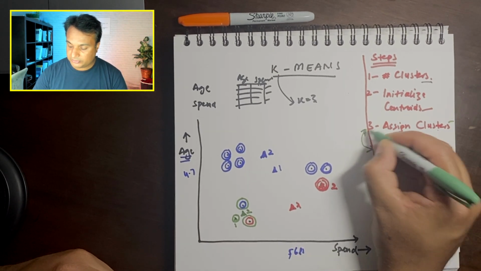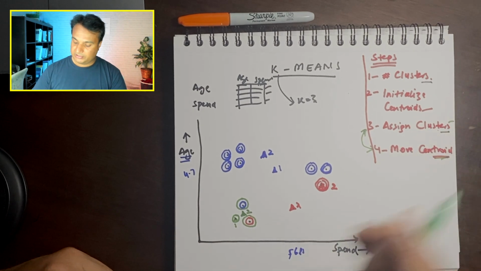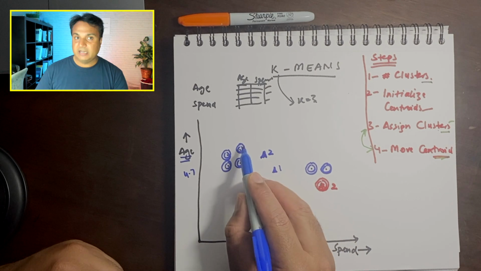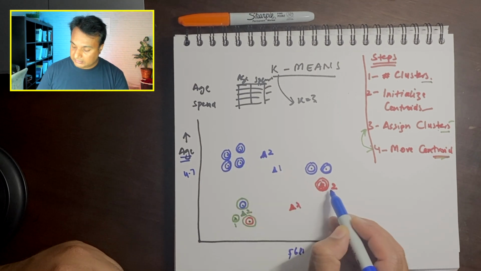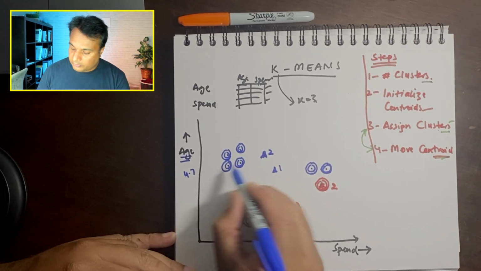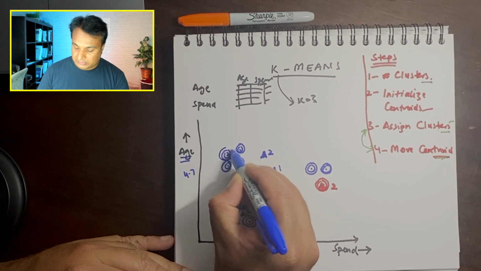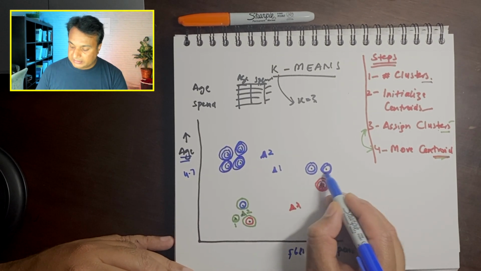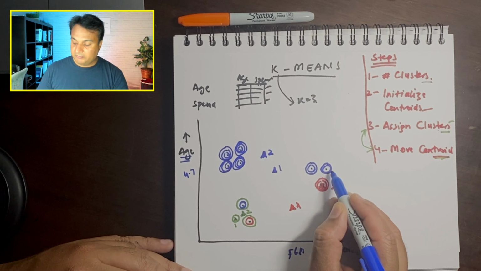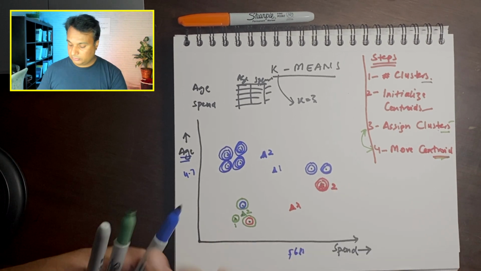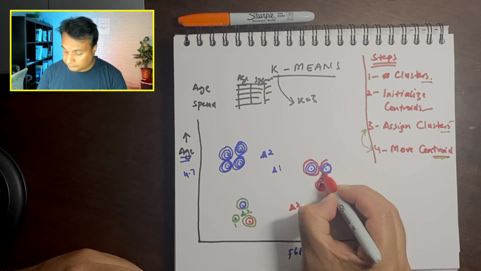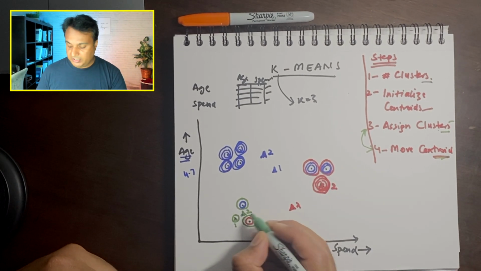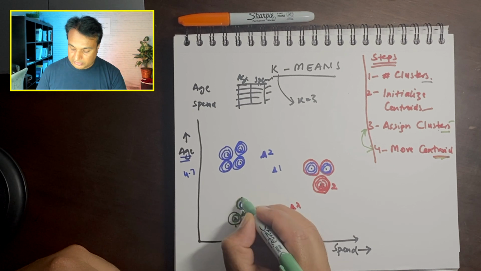Now let's go back to step 3 again and assign the clusters again. Let's see what happens now. When we look at the blue ones and take their distance from this and this, of course they're all near blue, so they will still stay blue. When we look at these ones, they are very near the centroid of the second one, so they will become red. And when we look at these, since they are again very near the green one, they will still stay green.